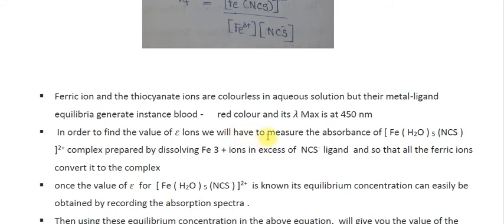So in order to find out the values of the ions, we will have to measure the absorbance of Fe(H2O)5 NCS 2+. That means that complex. Then the complex is prepared by dissolving Fe3+ ions in excess of NCS- ligand, so that all the ferric ions are converted into the complex.